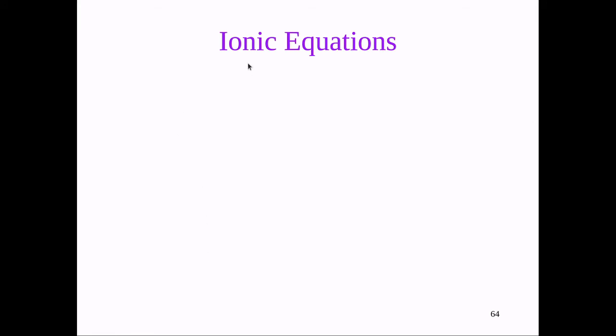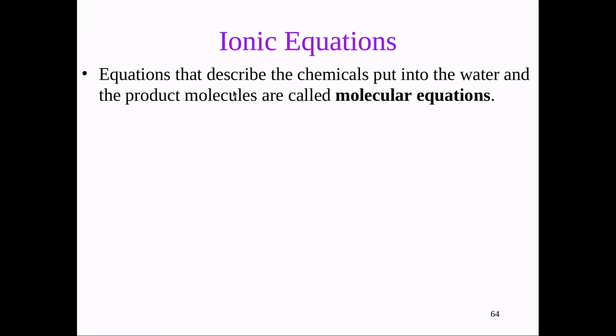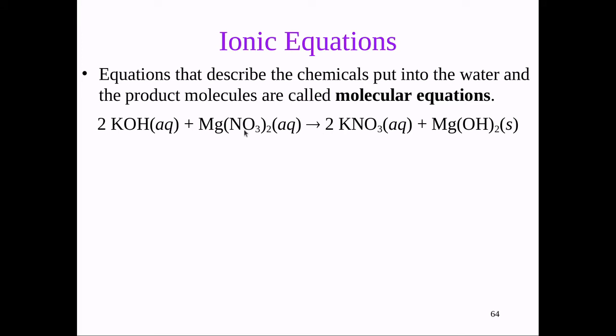So we have a whole bunch of new equation types, some of which I already showed you, for talking about precipitation reactions and ions in aqueous media, called ionic reactions. So these are equations that describe the chemicals put into the water and the product molecules. And when we do that, we call those molecular equations. So there's different kinds of ionic equations. We're first talking about molecular equations, and these are the ones that we've been talking about thus far. This would be an example of a molecular equation.